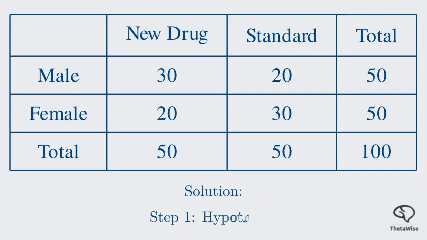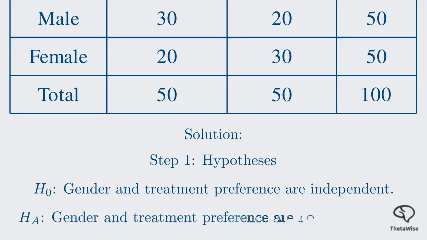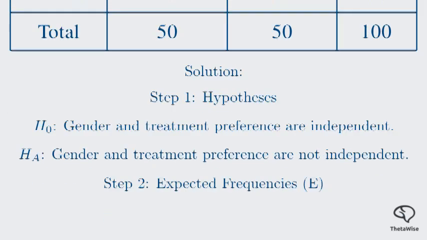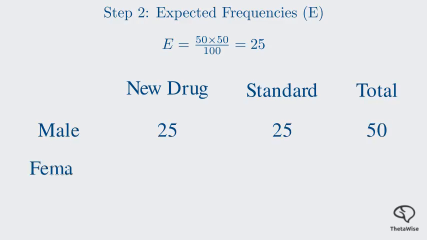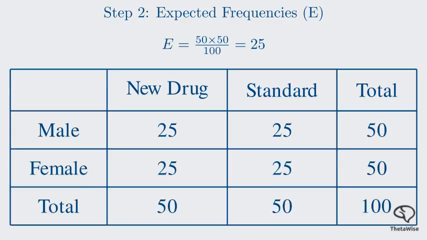Let's solve it. Step 1. Hypotheses. H0 is that gender and treatment preference are independent. HA is that they are not. Step 2. Expected frequencies. For the male and new drug cell, it's 50 times 50 divided by 100, which is 25. In this case, all 4 expected frequencies are 25.